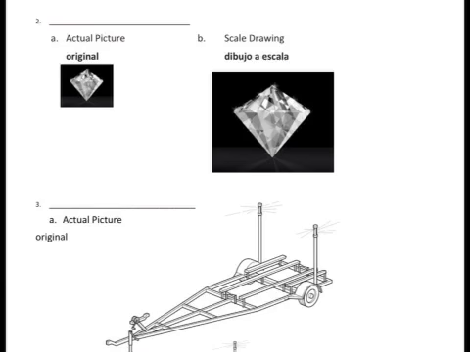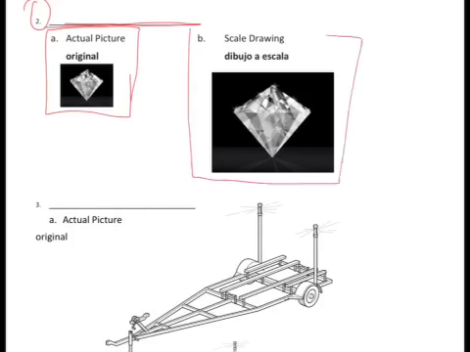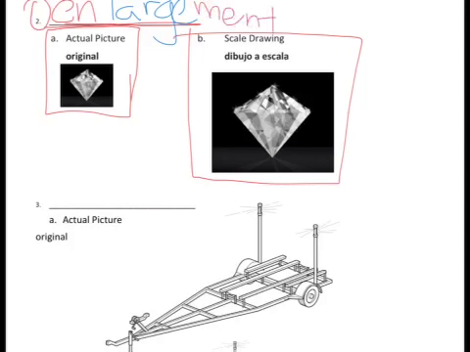Now you should be able to do this one on your own. For number 2, you're going to do the same thing. You're going to write either enlargement or reduction. So in this case, we start out with an actual picture, an original picture, and then we get to the scale drawing, and notice that it got bigger. That's an enlargement. It has the word large in it. Enlarge means we made it larger.